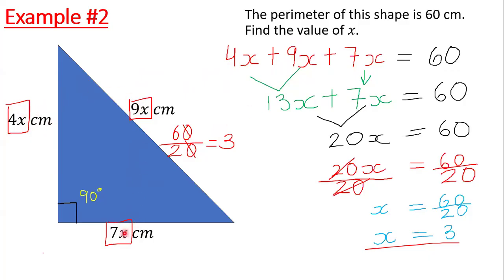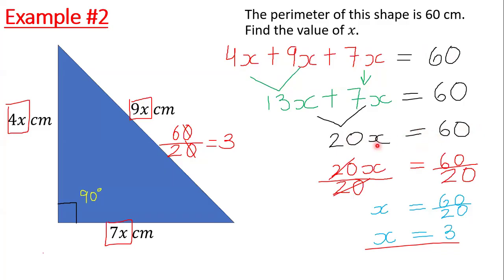That makes sense? Yes, sir. Then we set it equal to 60 because the perimeter is 60. That's why we set it equal to 60. They give us this value, so we set it equal to that. Remember, we're writing an equation, right? And equations have an equal sign. And so now we just add. 9x plus 4x is going to be 13x. And 13x plus 7x is going to be 20x. So we have 20x is equal to 60.